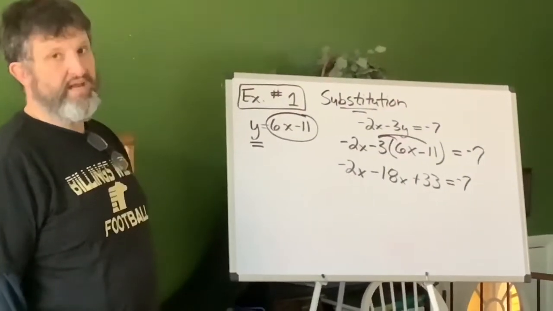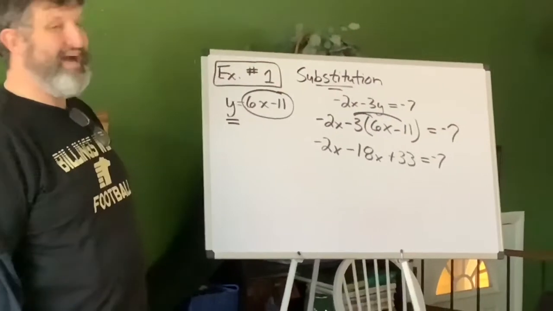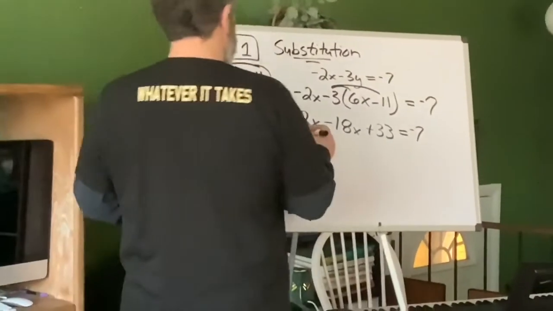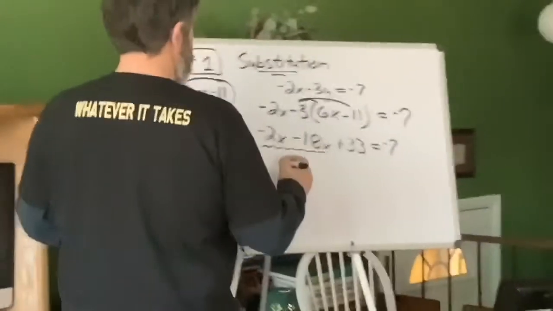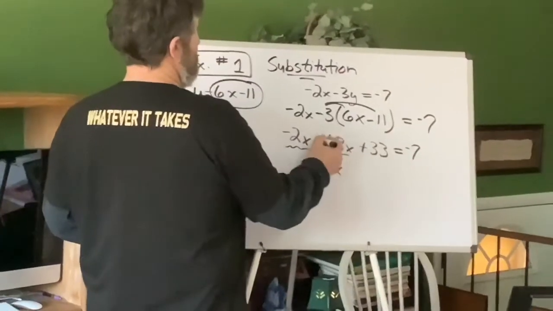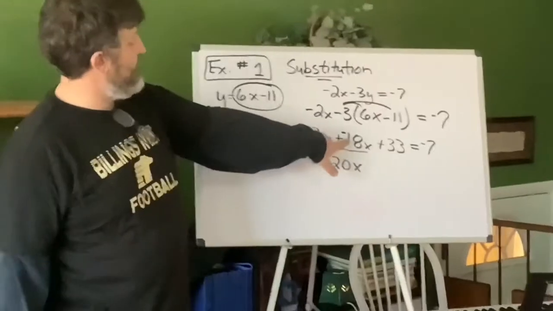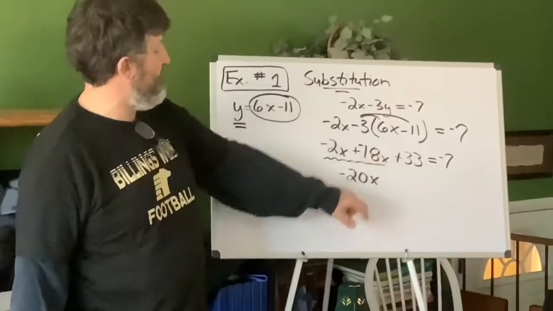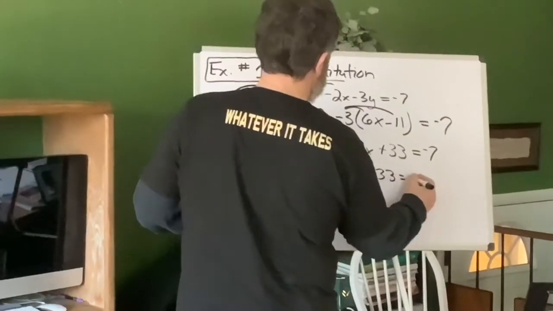Okay, you guys have done that 1,000 times. All right, next we're going to combine things that are alike, right? So here we go. Negative 2x equals a negative 18. So that's going to be negative 20x, okay? Bling bling, right? So I bling blinged it, same sign, so I add -2 and -18 is -20, plus 33 equals a -7.